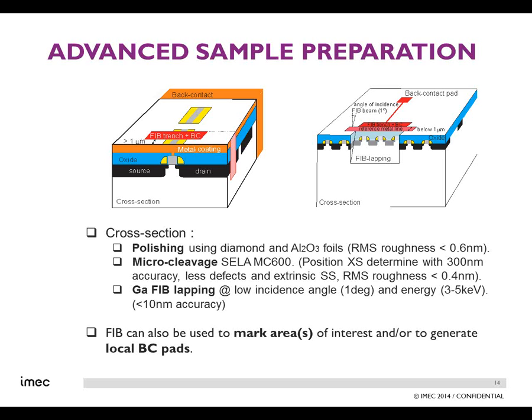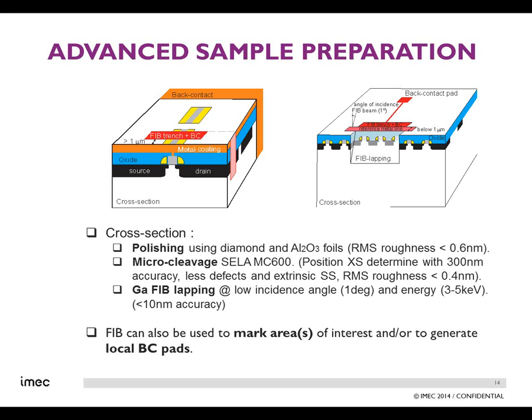We have a dedicated tool to do that, because we can very accurately position this cleavage down to 300 nanometers, and because this is even further reducing the defects and improving the RMS, we can reach roughness below 0.4 nanometer. And in some very specific cases also, we want to have a cross-section positioned extremely accurately, down to 10 nanometers.